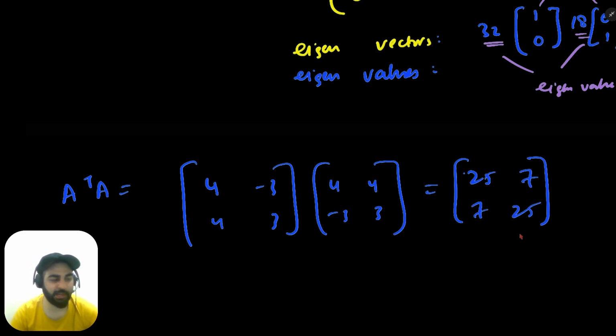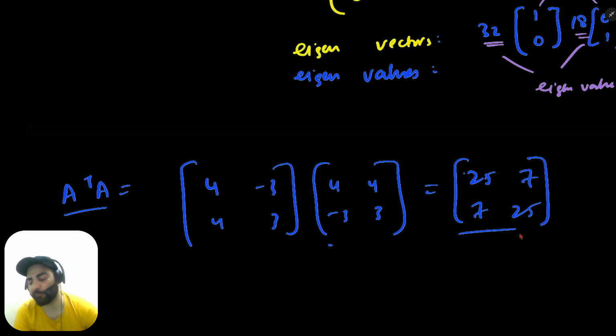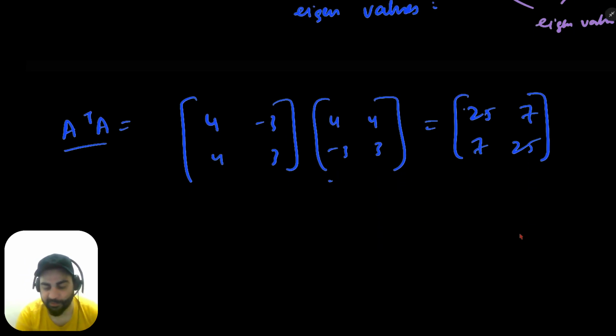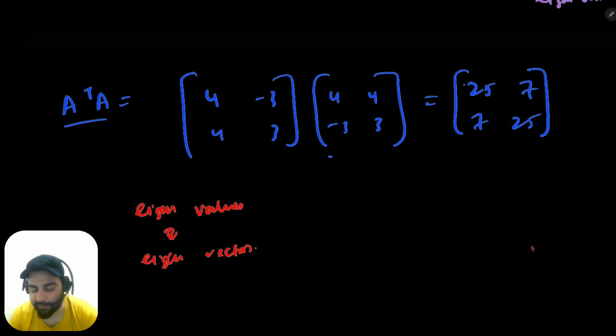So this is our A transpose A. So this is our A, and this is our A transpose. So when we multiply them, you get a symmetric matrix like this. Now you have to find its eigenvalues and eigenvectors. Can you do that? Can you do the computation faster? Take one of this and one of this.